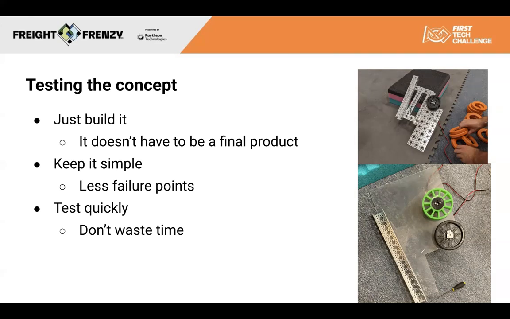But the thing is, with something like that, if one thing fails, the whole robot is out of commission. If one motor fails, if one servo fails, then you can't score any more points after that. That's why it's important to keep it simple and have as few failure points as possible. A failure point is anywhere something could go wrong, and obviously the fewer things that can go wrong, the better. And that's why it's important to keep it simple.